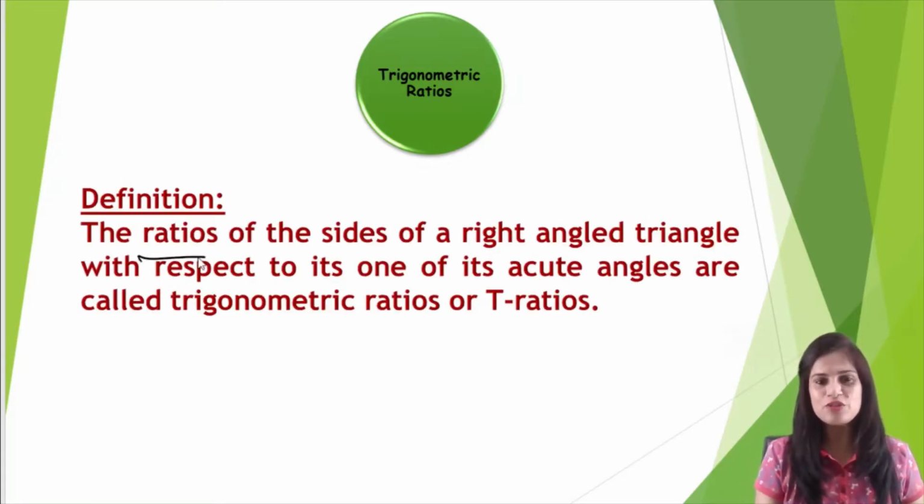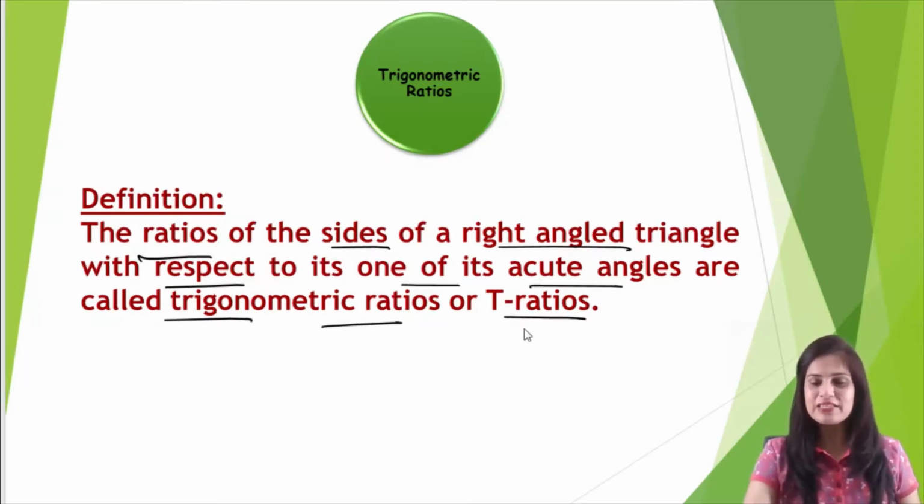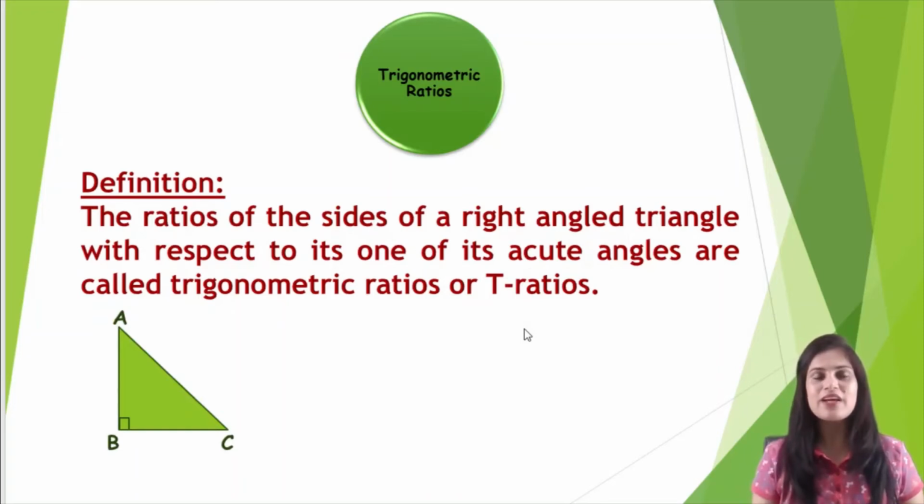The ratios of the sides of a right angle triangle with respect to one of its acute angles are called trigonometric ratios or T ratios. Let's take a right angle triangle ABC. Here you can see angle B is marked with 90 degrees.